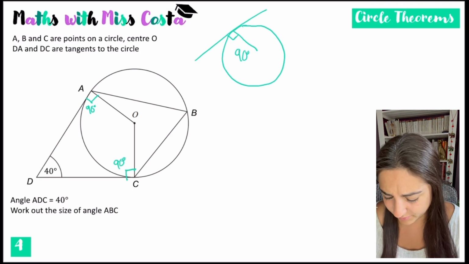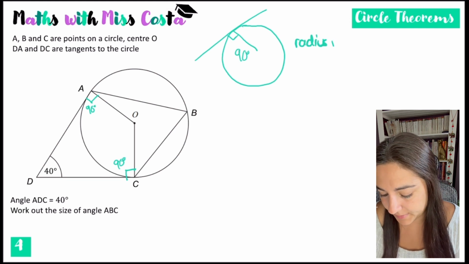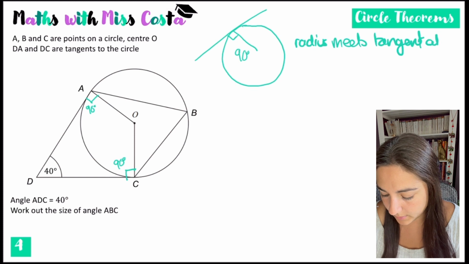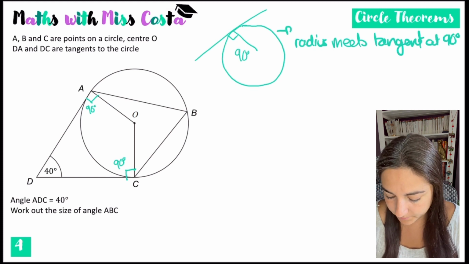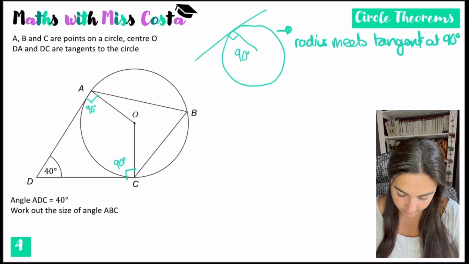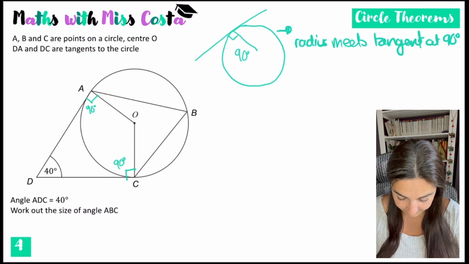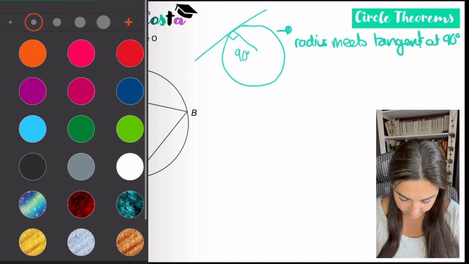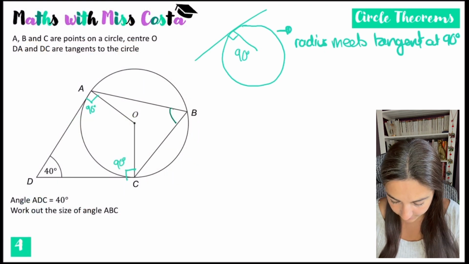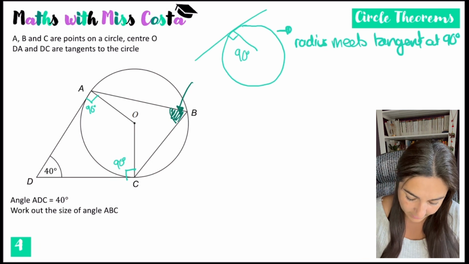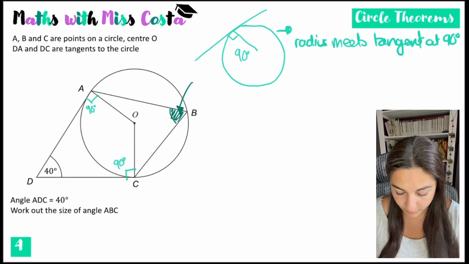You're probably going to need to write reasons as well. So radius meets tangent at 90 degrees. So that's your first little circle theorem. Then, I haven't actually read the question. What we're trying to do is work out the size of angle ABC. ABC is this angle here. So that's what I'm trying to work out. Great. So let's continue with this. So we've worked out these two angles.